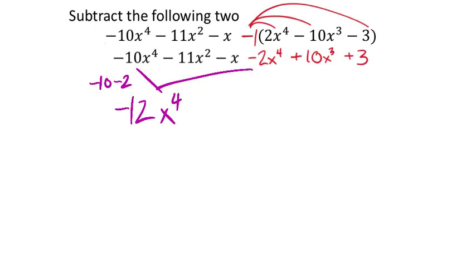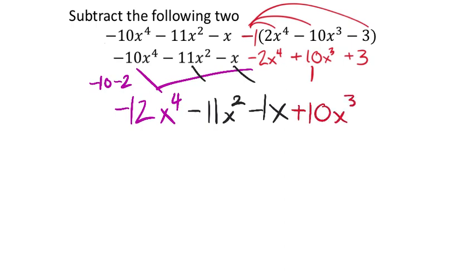The next one is a negative 11x to the power of 2. I don't see any like terms to combine that with, so it just stays negative 11x to the power of 2. The next term is just a negative x. If you wanted to put the 1 there, you should be okay to do that. And we use the negative 2x to the power of 4. Next, I've got the 10x to the power of 3, which is positive. Yeah, there's no other like terms with that one. And then finally, the positive 3 as well.